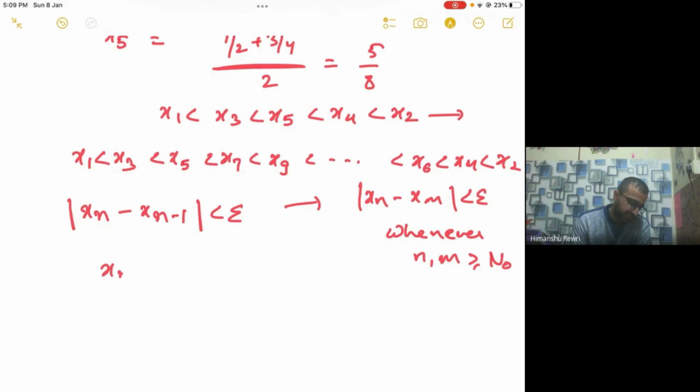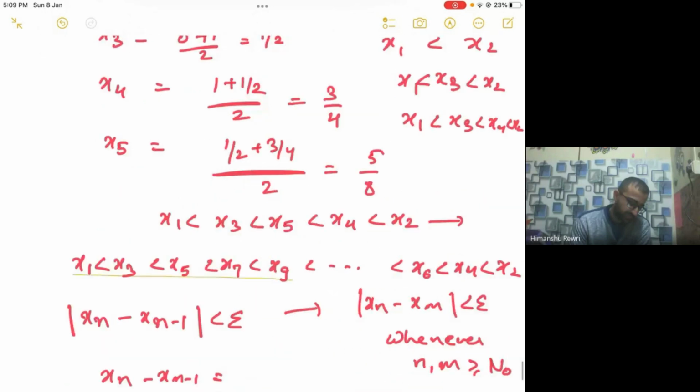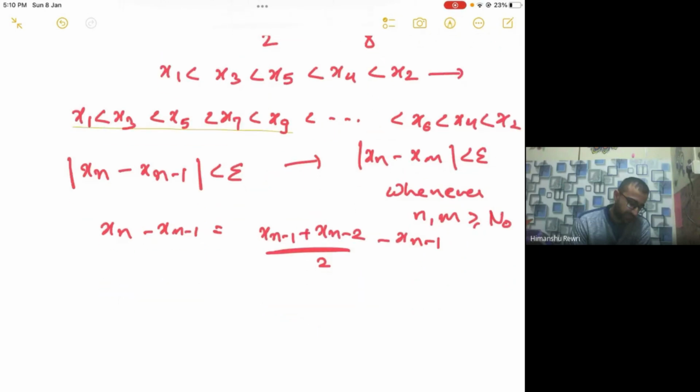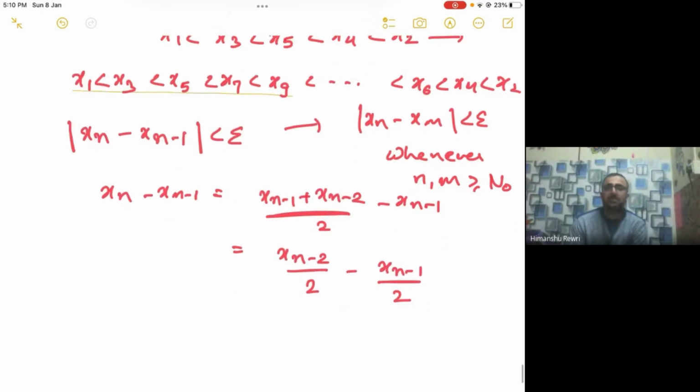What is this xn minus xn minus 1? It is xn minus 1 plus xn minus 2 divided by 2, minus xn minus 1. So this is the same as xn minus 2 divided by 2 minus xn minus 1 divided by 2. Is that clear? Yes, sir.